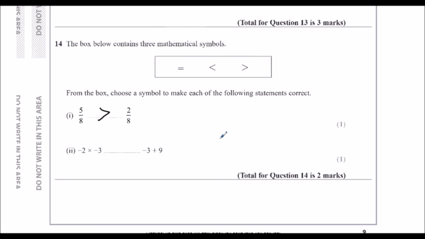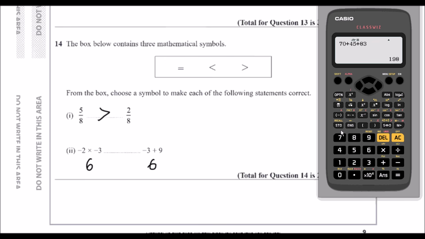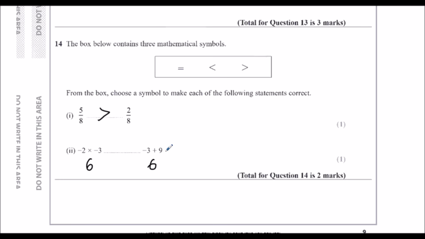And we've got -2 times -3. A negative times a negative is a positive. So 2 3s are 6. And we've got -3 plus 9, which is 6 again. We could use our calculator for these. So -2 times -3 is +6. And -3 plus 9 is also 6. So these two are equal.